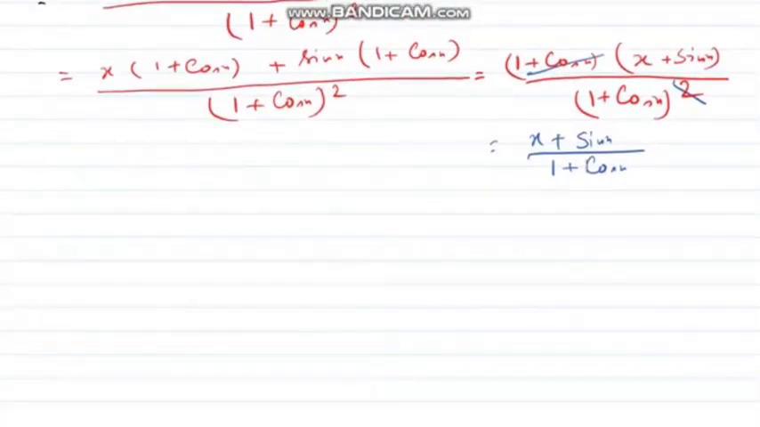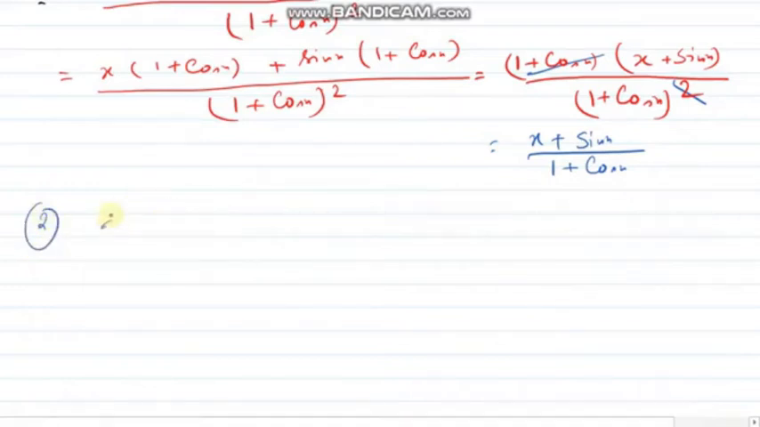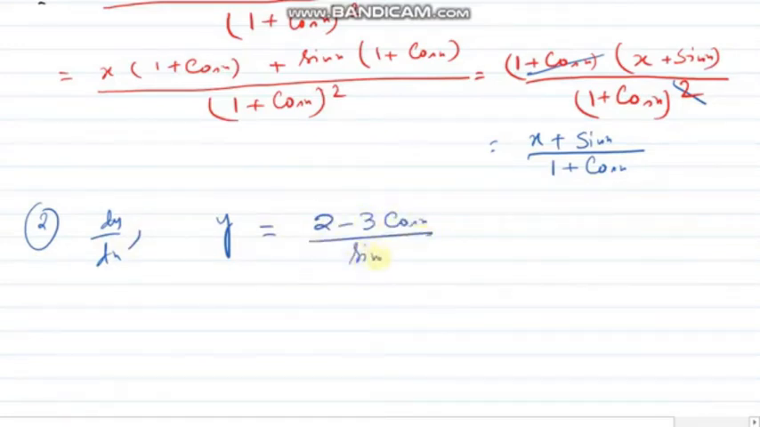One more sum we will practice right now. Suppose we need to find dy/dx when y equals 2 minus 3 cos x divided by sin x, and we need to find dy/dx at x equals pi by 4. How to solve this type of sum? Don't put x equals pi by 4 at the very first step.